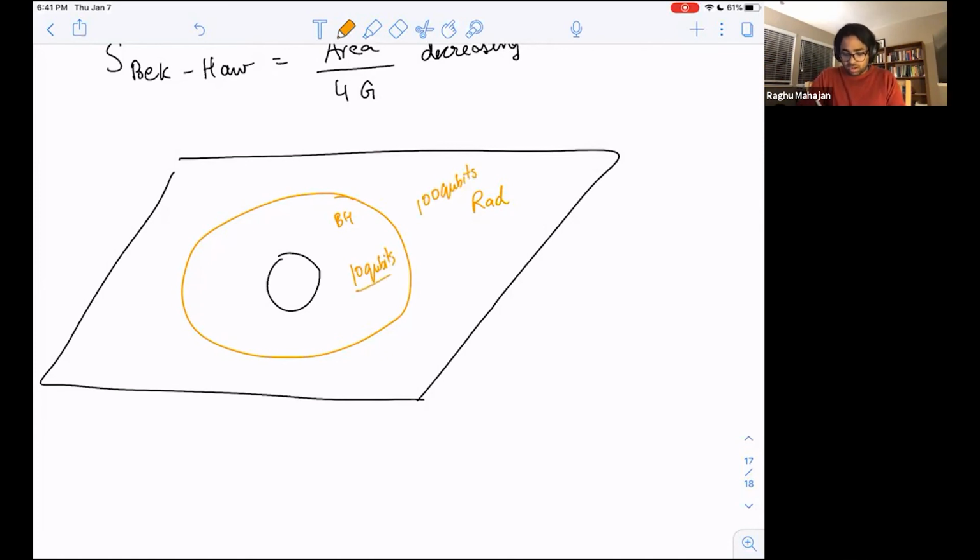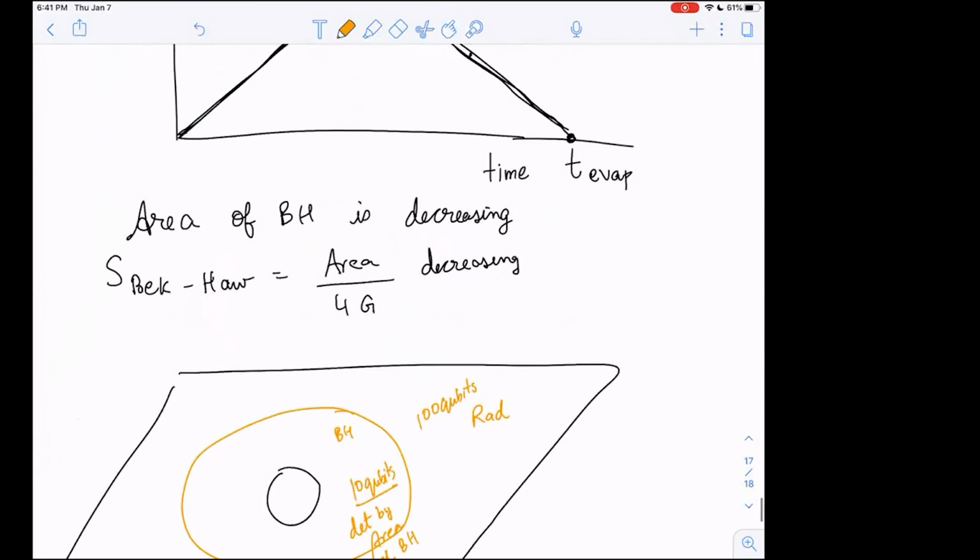Right? So this 10 is the thing that is being determined by the area of the black hole, or the Bekenstein-Hawking entropy. Okay, I see. Thank you.